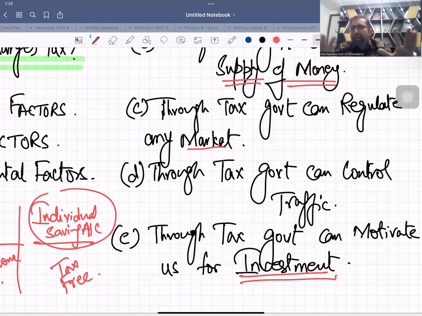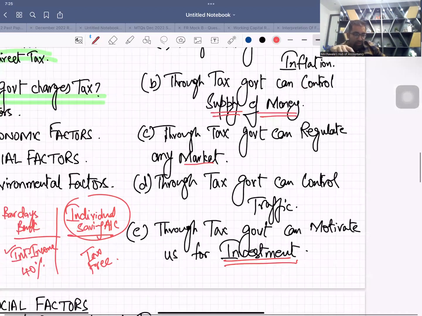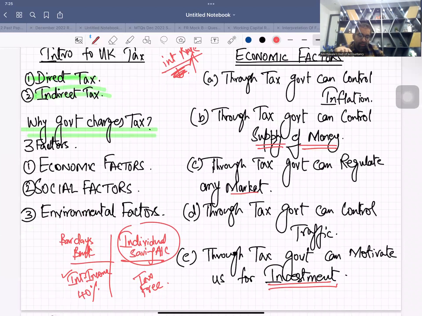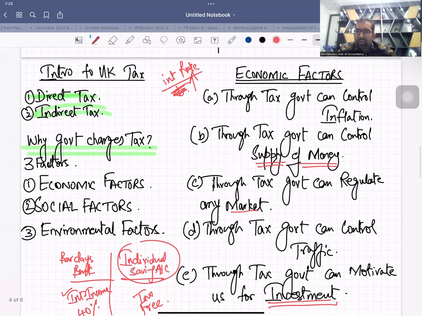So these all are, my dear students, economic objectives. These all are economic factors. I haven't discussed the other two yet, but I've just discussed the first one, which is economic factors. So in short, to cut the story short, government achieves many economic objectives through tax.